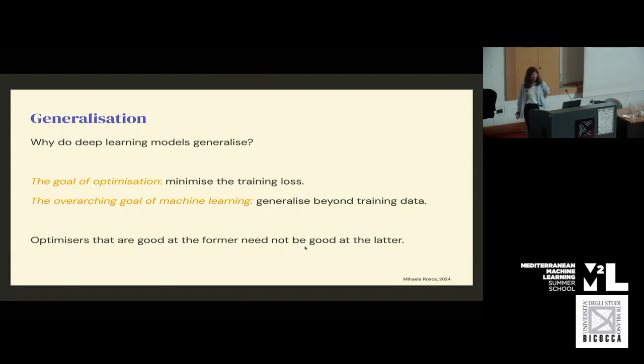Another question is, why do deep learning models generalize? I want to stress a little bit that the goal of optimization is to minimize the training loss. The goal of optimization is to say, if you give me this function, I'm going to minimize it. But in machine learning, we don't necessarily care about having a small training loss. We care about generalizing beyond the training data. It's not immediately clear that optimizers that are good at the former, minimizing the training loss, will immediately generalize. You can have an optimizer that will easily memorize the training data, for example, but not generalize. But it seems, again, that the optimizers we use in deep learning are quite good at generalization. And we're going to see how theory can help us understand some of these empirically observed phenomena in a bit.